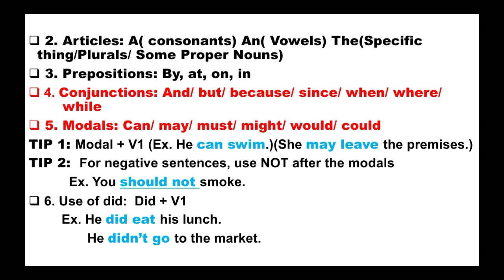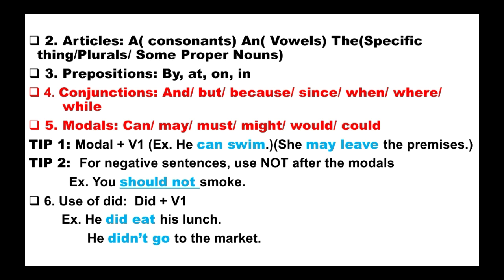Now the third set of common errors, it could be regarding prepositions. The preposition of place, preposition of time. Now if you see that there is no error regarding preposition also in the passage, then the fourth common mistake in these editing passages you can confront is with the conjunctions: and, but, because, since, when, where, while, right? You can find the error regarding conjunctions. So these are 4 most common errors in the editing passages.